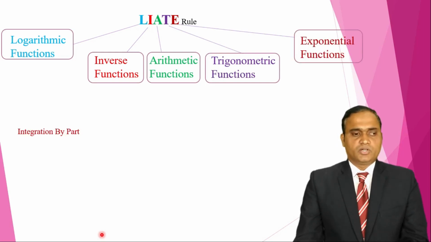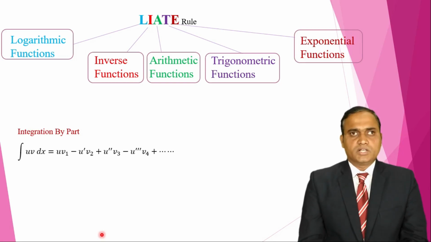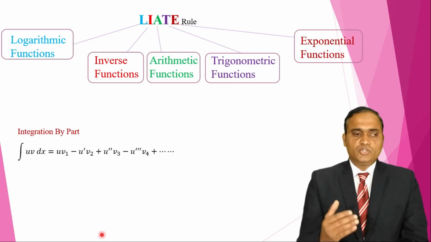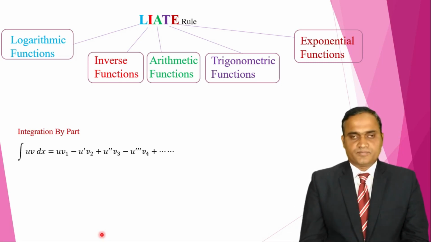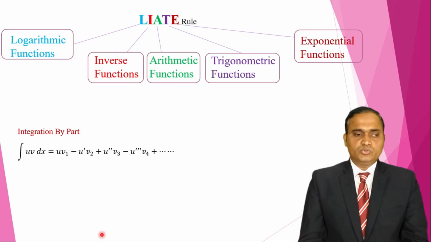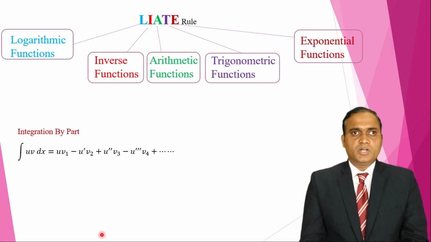So the integration by parts rule is what we have to use at the time of solving the integration. Integration of uv dx is uv1 minus u dash v2 plus u double dash v3 minus u triple dash v4 plus and so on. We can use this rule when the derivative of u vanishes after some derivatives. So u dash is the derivative, and v2 or v1 means the integration of that function.